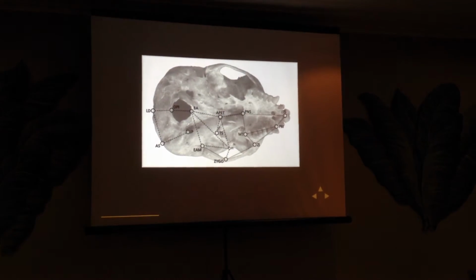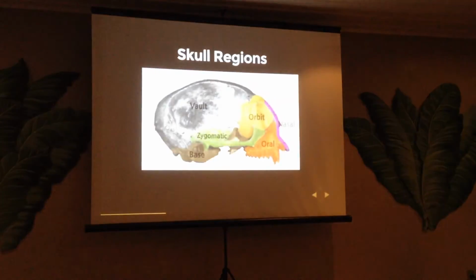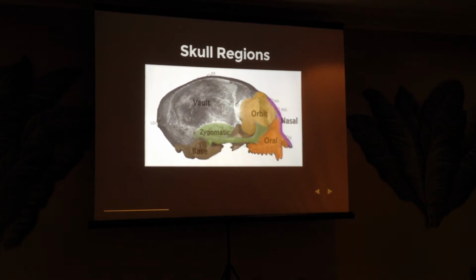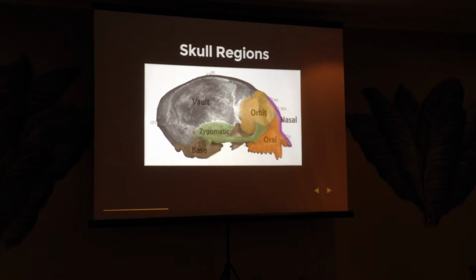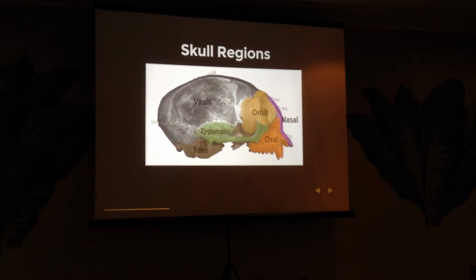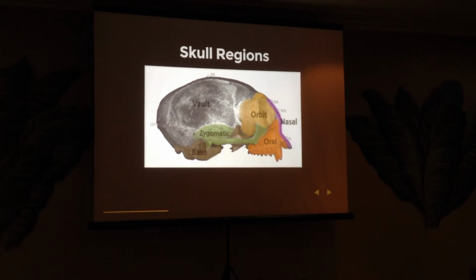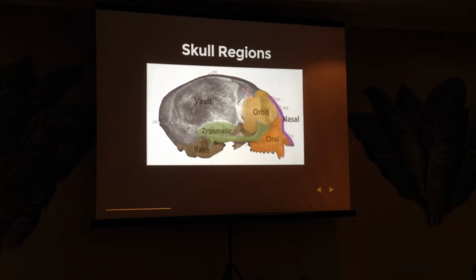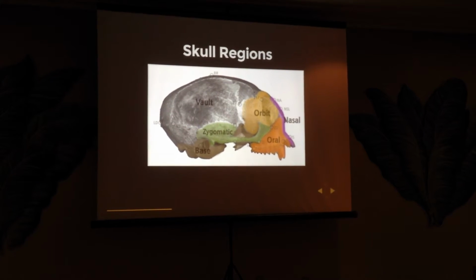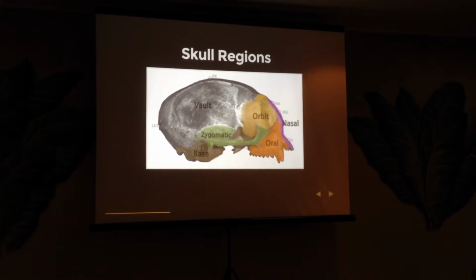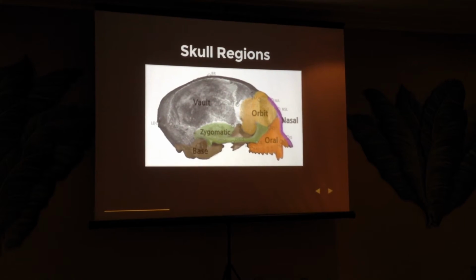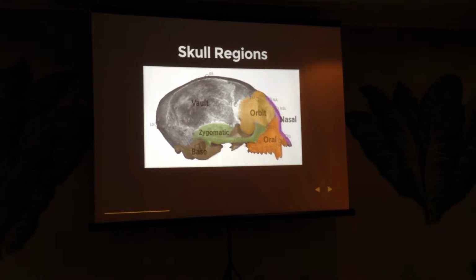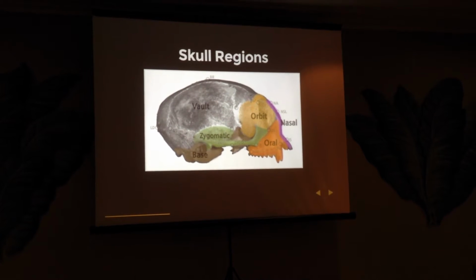Right? So these traits are grouped according to both developmental interactions and functional interactions in these 6 regions: oral, nasal, orbit, vault, zygomatic, and base. Right? And these regions are used as a framework for us to understand changes in covariance structure related to developmental and functional interaction.